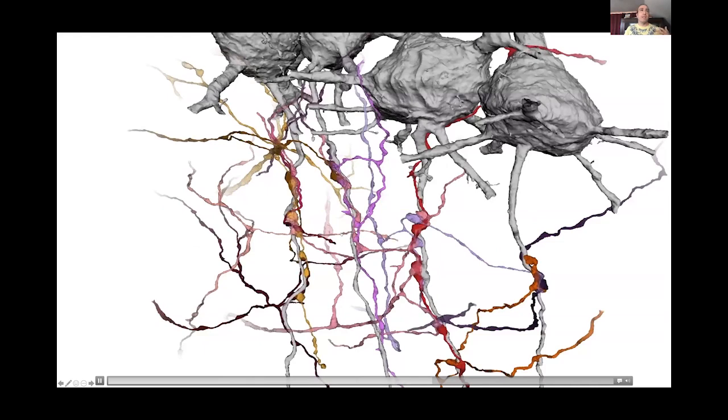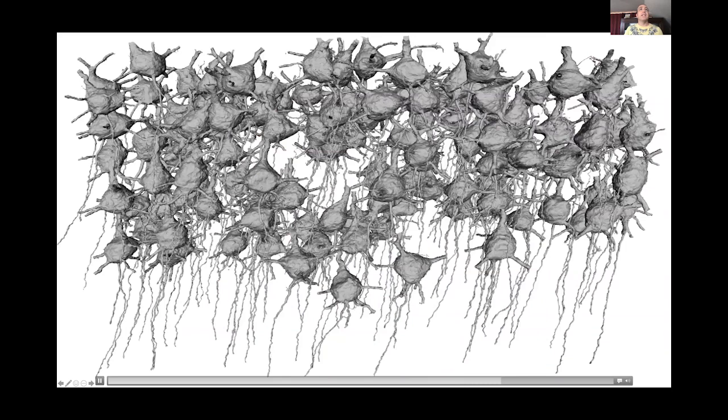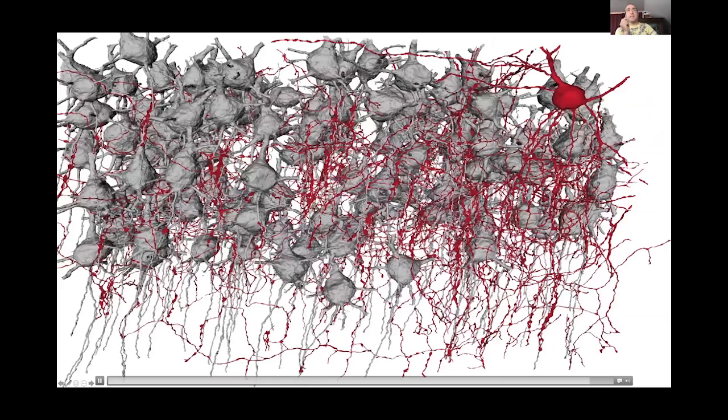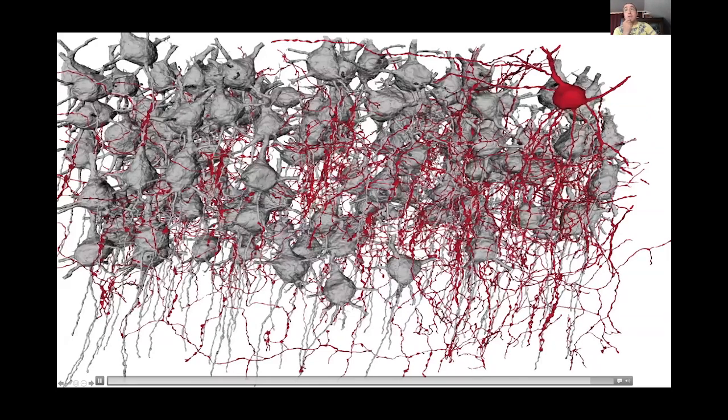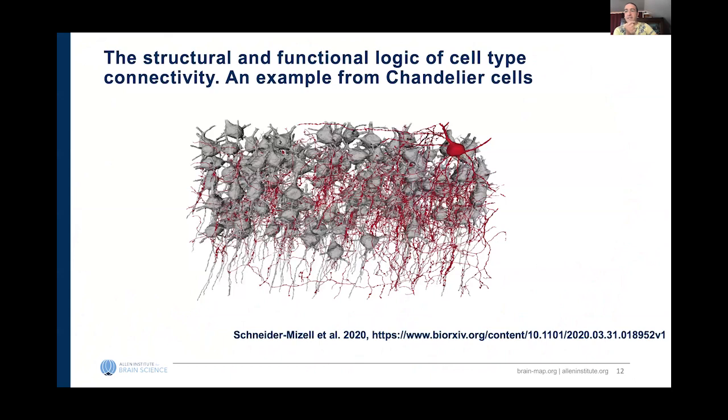And now the complete map of the Chandelier connectivity to the cells in the volume. And again, what is nice about the Chandelier cells, since they are so specific to the axon initial segment, you can for the first time address completeness. We know that for those pyramidal cells, we have all of the Chandelier synapses. For all of those pyramidal cells, we know all of the Chandelier synapses that they receive, how many they are, how big they are, and so forth.